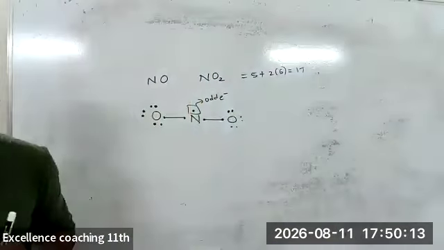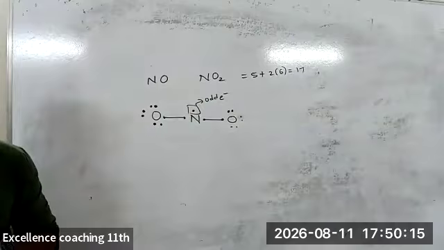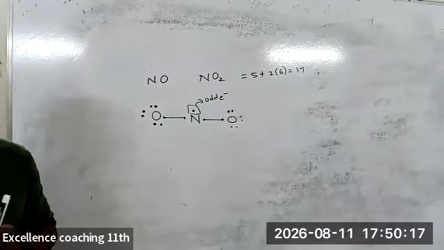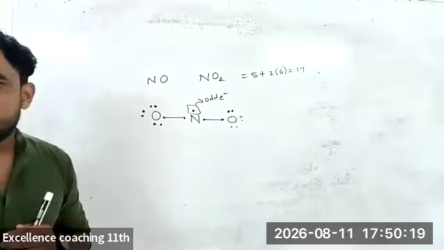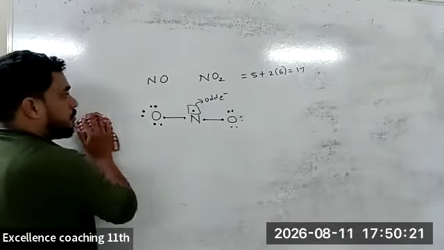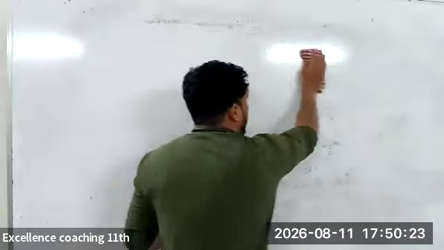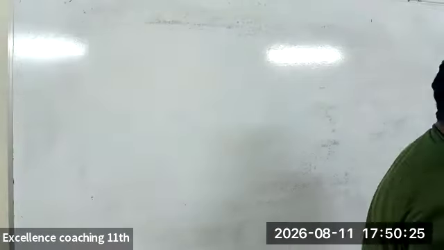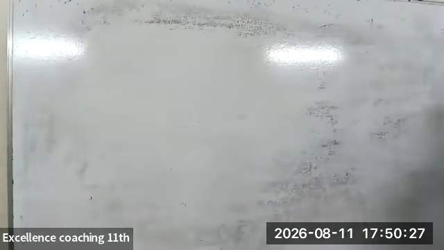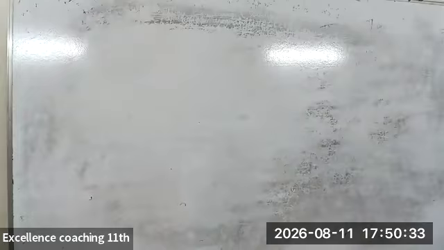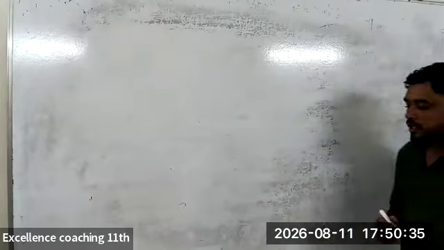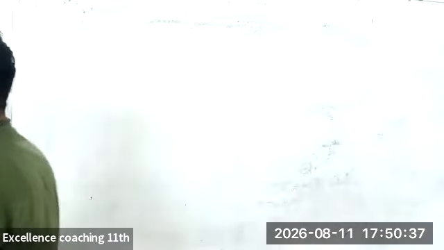So the first limitation is the incomplete octet of the central atom, the second is odd electron molecules. The third one is the expanded octet of the central atom.